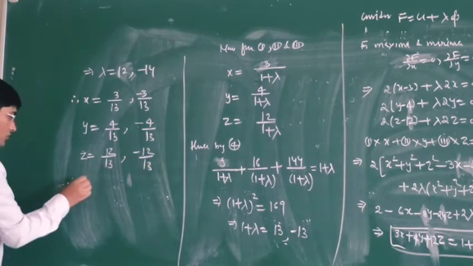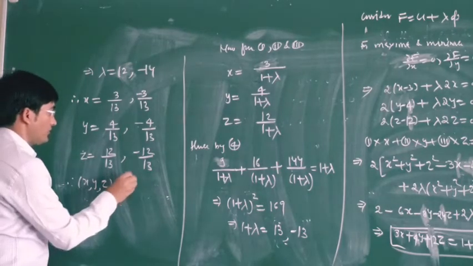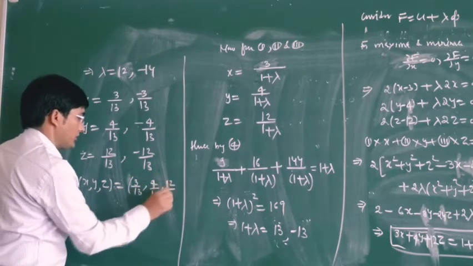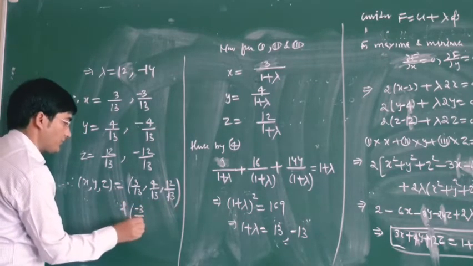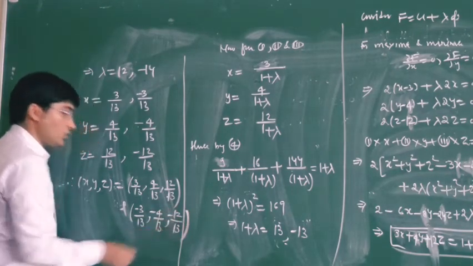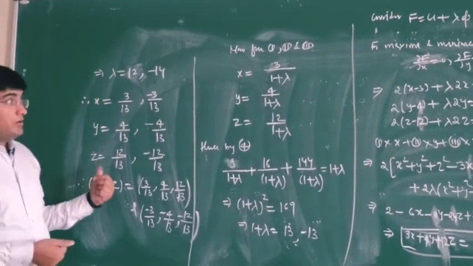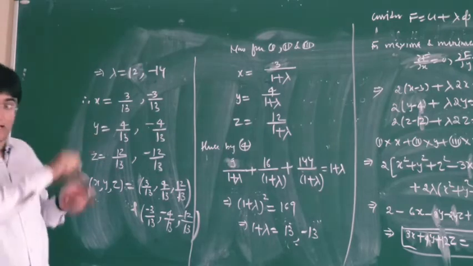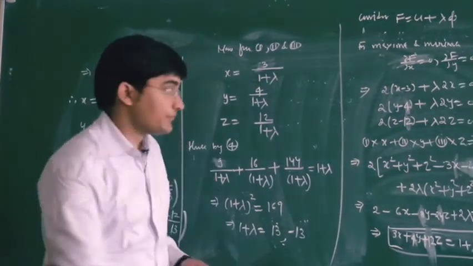So we have 2 points for x, y, z. One is 3 upon 13, 4 upon 13, then 12 upon 13. And then we will have minus 3 upon 13, minus 4 upon 13 and minus 12 upon 13. So these are the 2 points on the sphere. Now we will calculate our distance AP.